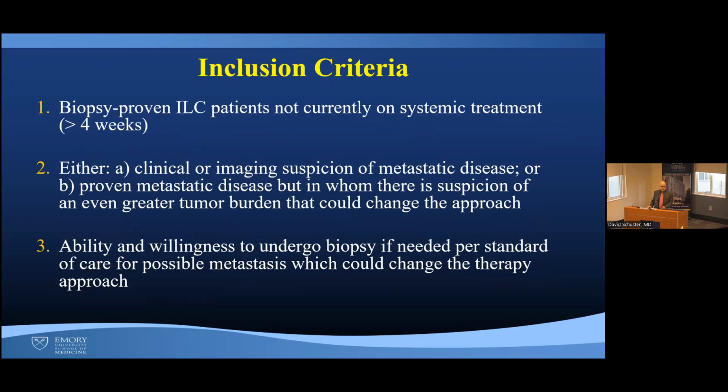So our inclusion criteria were, and these evolved a little bit over time, biopsy-proven ILC patients not currently on systemic treatment. At first, we tried to say, well, they've never had systemic treatment. That would turn out to be a little too difficult to accrue. So we just said, okay, they just had to be off systemic treatment for 4 weeks. They had to have either clinical or imaging suspicion of metastatic disease or proven metastatic disease, but there was suspicion of a greater tumor burden that could potentially change the approach and ability and willingness to undergo biopsy if clinically indicated.